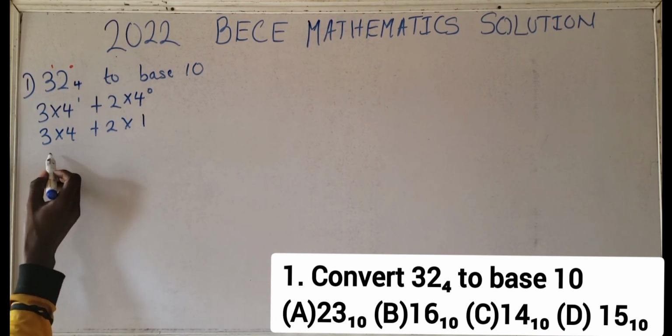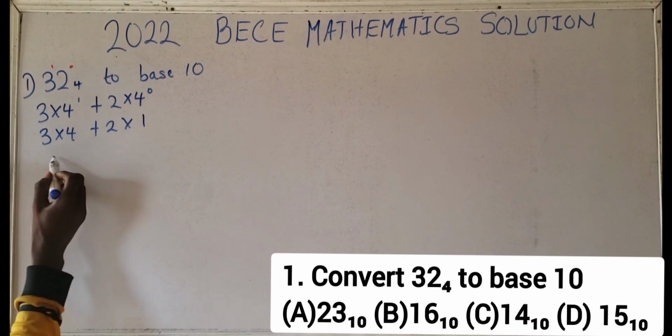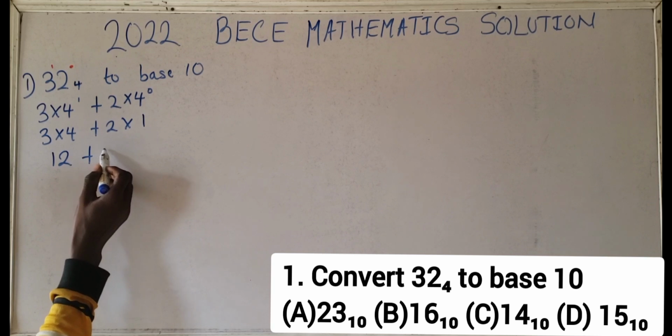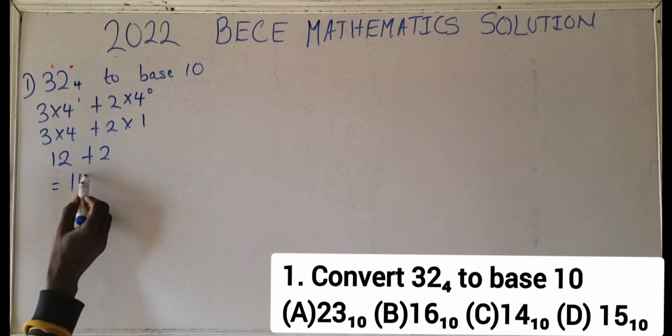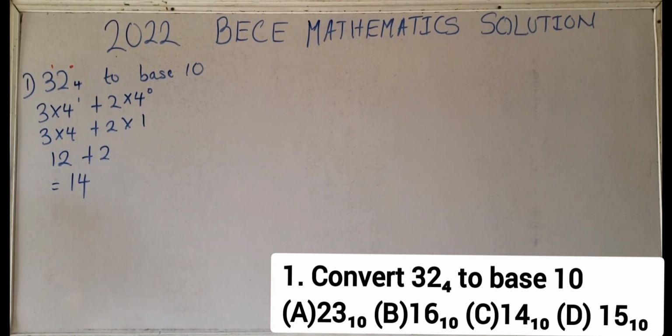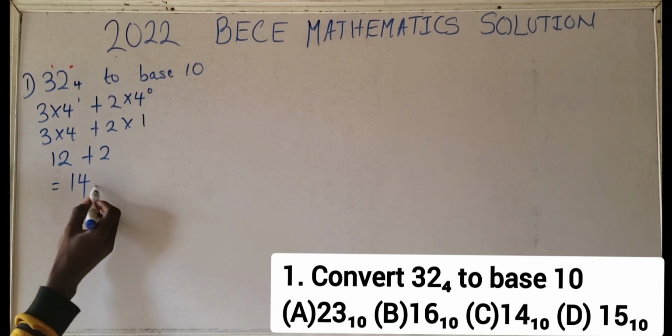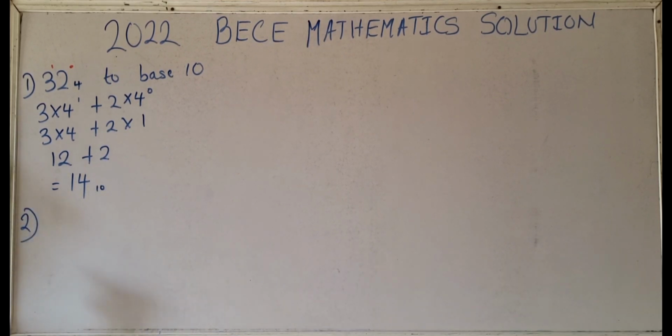2 times 1 is 2. So I'm going to have 3 times 4 is 12. 12 plus 2 times 1, that is 14. The right option to that question is option C, which is 14 base 10. Let's proceed to the second question.